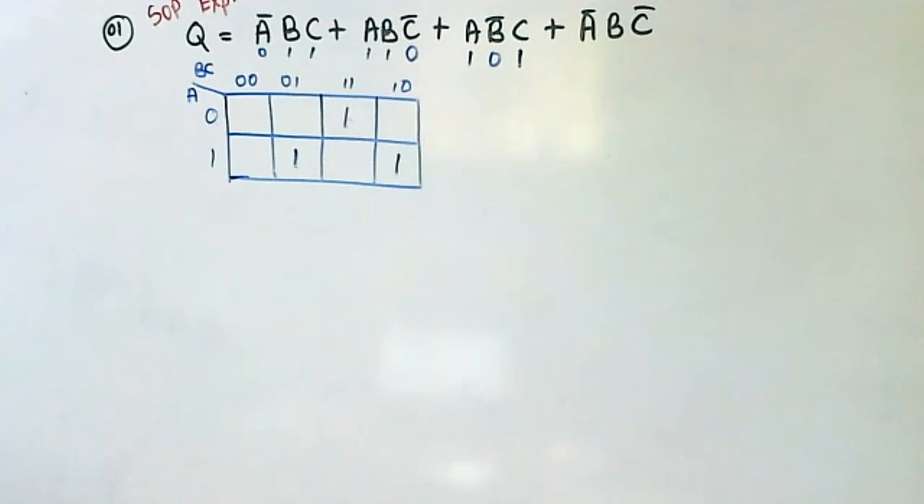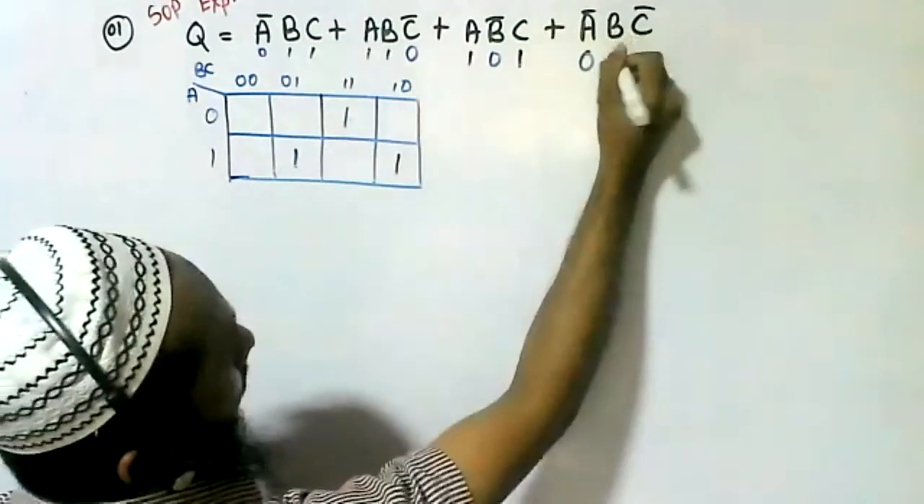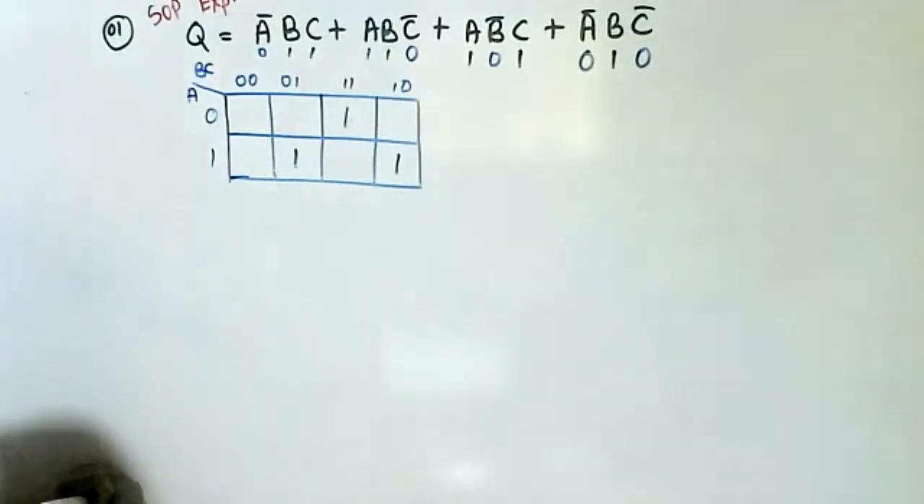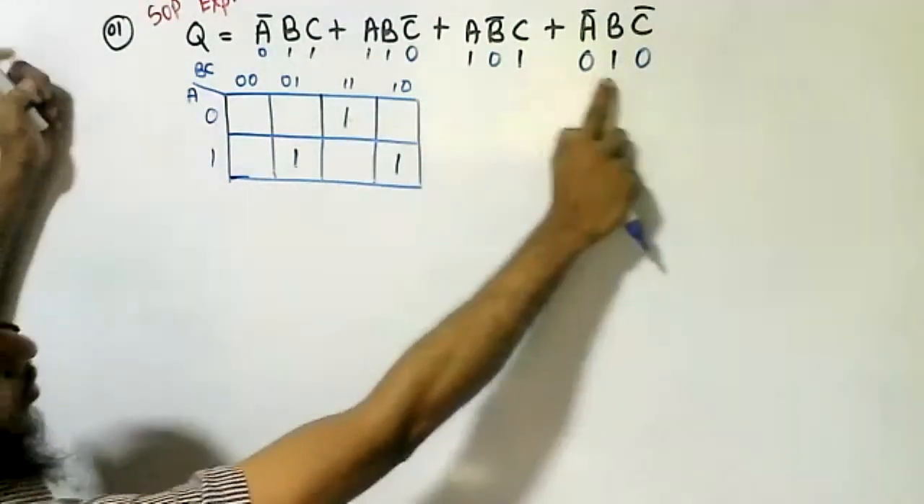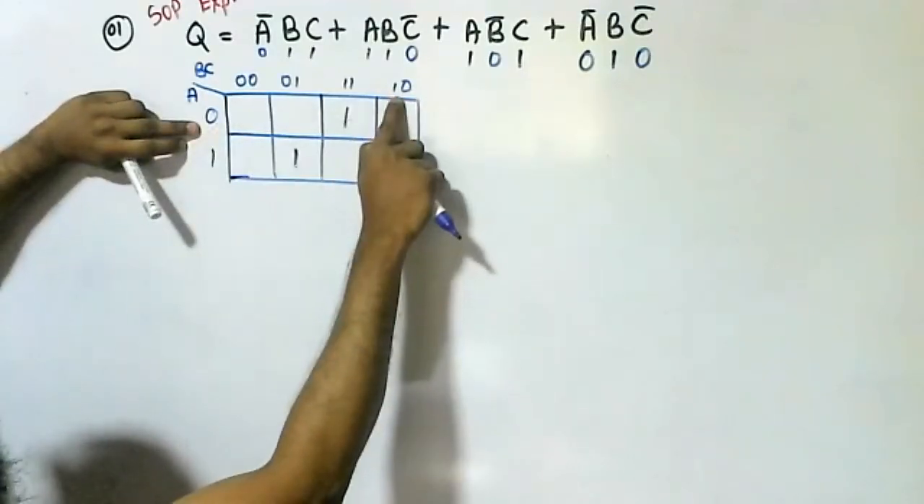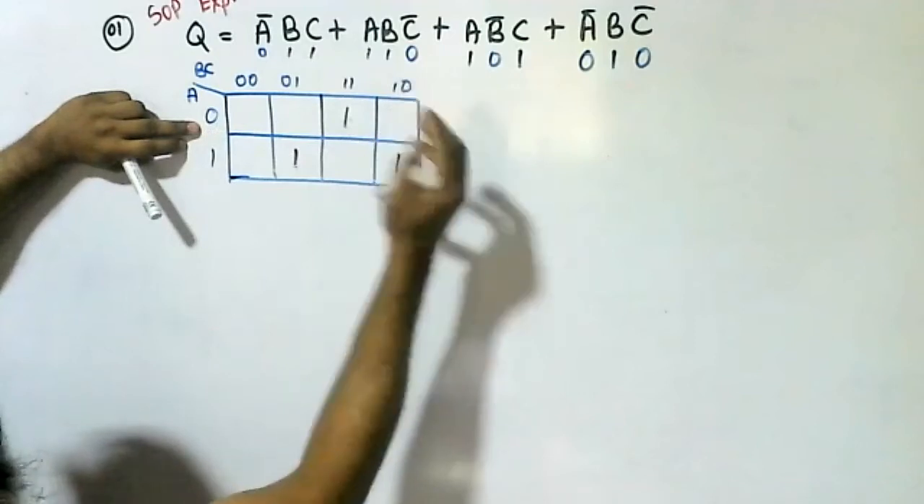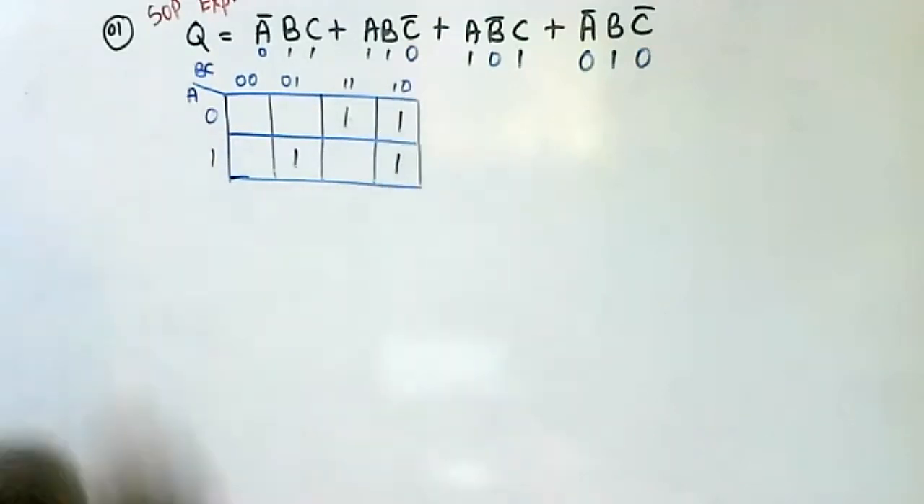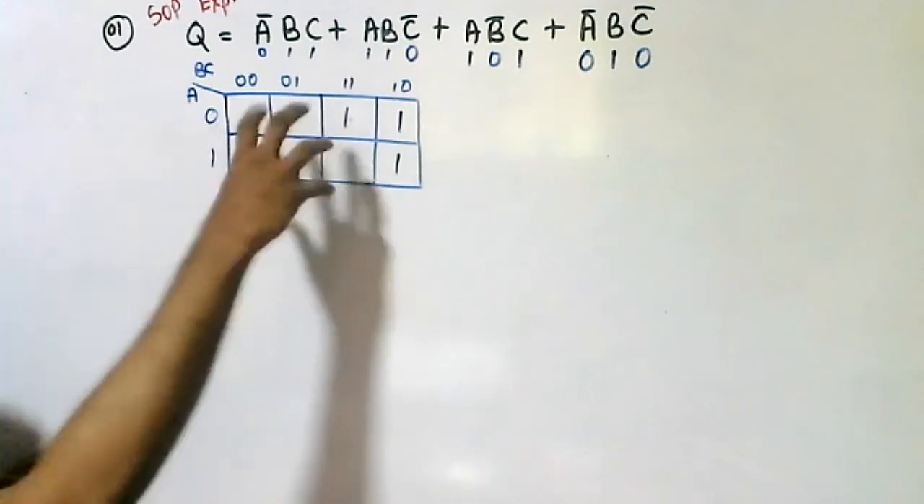Right, okay. The next one, A bar, B, C bar. A bar is 0, B is 1, C bar is 0, right? So 0, 1, 0. Then the 1 comes here. That's all. We already mentioned all 4 min terms in our Karnaugh map.